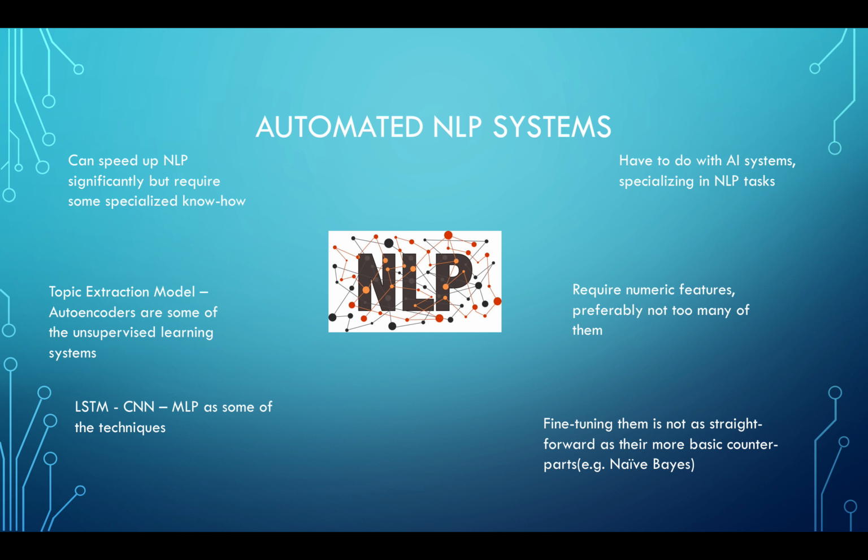Automated NLP methods can be supervised or unsupervised. Among the first category is the recurrent neural network, such as LSTM, as well as convolutional neural networks. Nevertheless, you can always use multi-layer perceptrons if you prefer, though they are not as common as LSTM or convolutional neural networks. All these methods are under the umbrella of deep learning. They are commonly used for various applications. As far as unsupervised systems, there are topic extraction models and autoencoders.